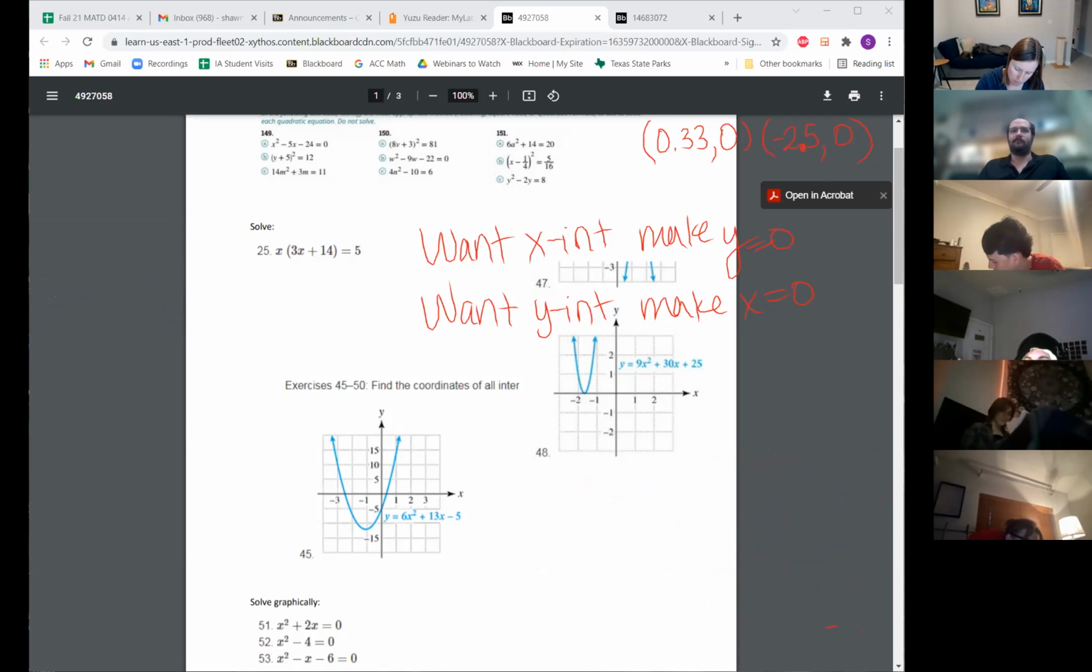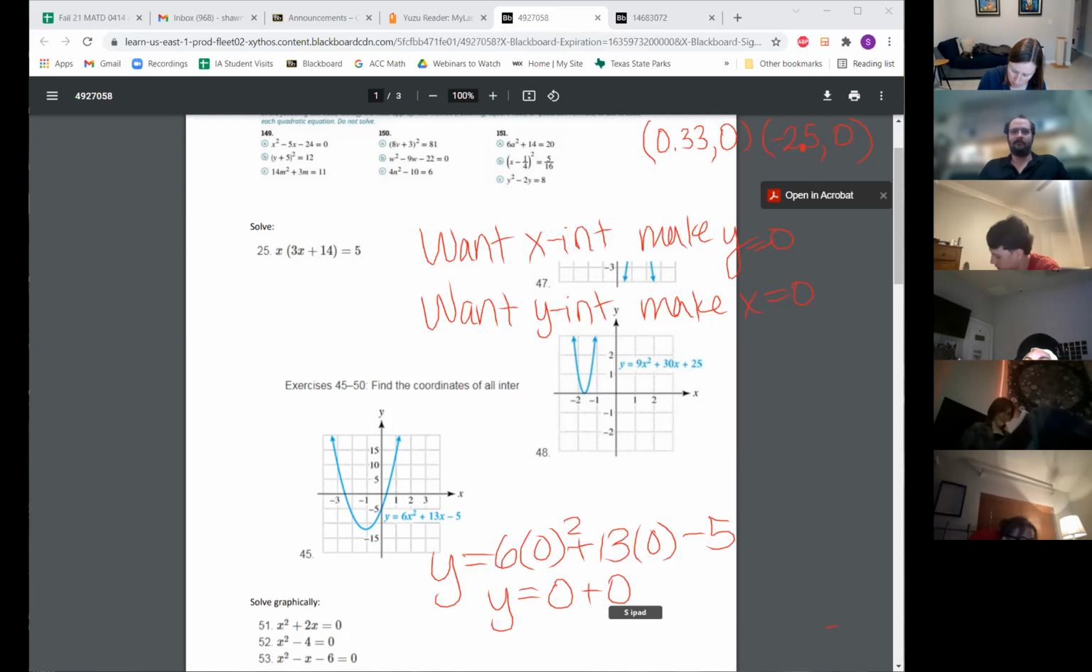So with this particular problem, finding the y-intercept is actually quite easy, because whenever it's in standard form, it's super easy to find the y-intercept because that's 0 and 0, right? So y equals 0 plus 0 minus 5. So y equals -5.